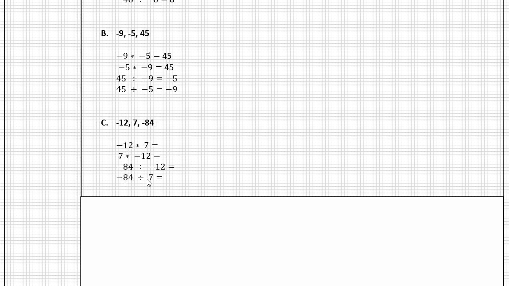Here would be the facts we would want to write, and now we just need to see if we agree. We're going to start with the two multiplication problems. -12 times 7. Well, I would say that that's -84. Switching around those two factors doesn't change the answer, so +7 times -12 is also -84. -84 divided by -12 will give us +7. We backtrack this problem right here, and therefore -84 divided by 7 is equal to -12.